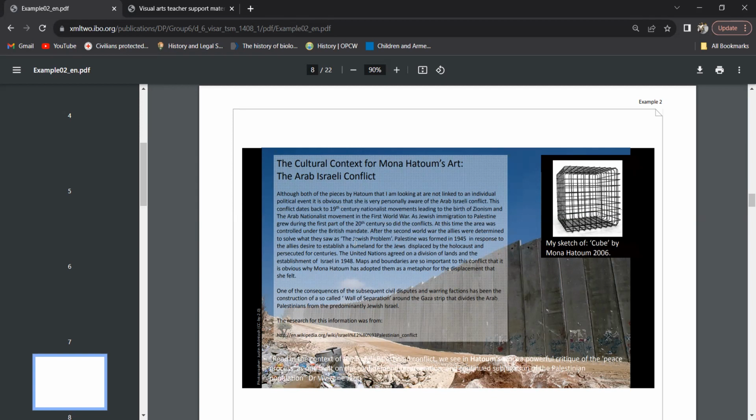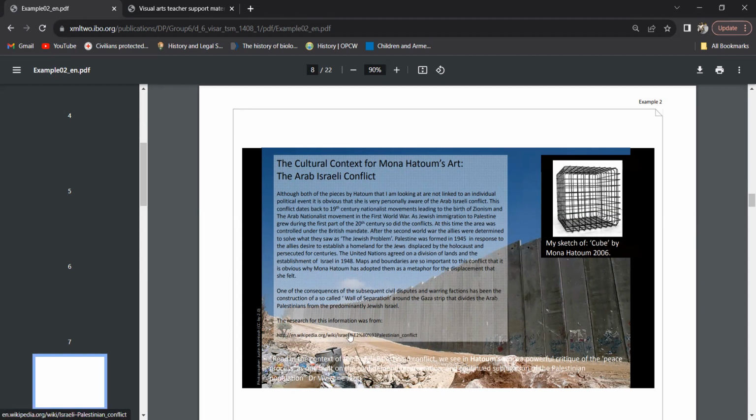"Palestine was formed in 1945." So context for the piece here, we've got a very important country that obviously has to do significantly with the work. "One of the consequences of the civil disputes has been a wall of separation." Then "my sketch of the cube by Mona Hatoum." So we've got our personal work here.